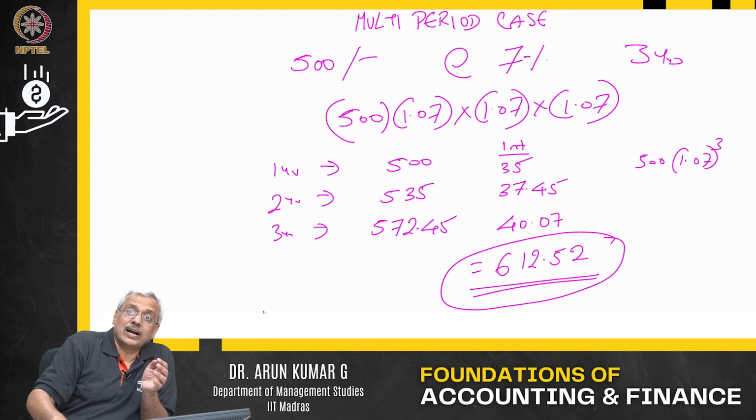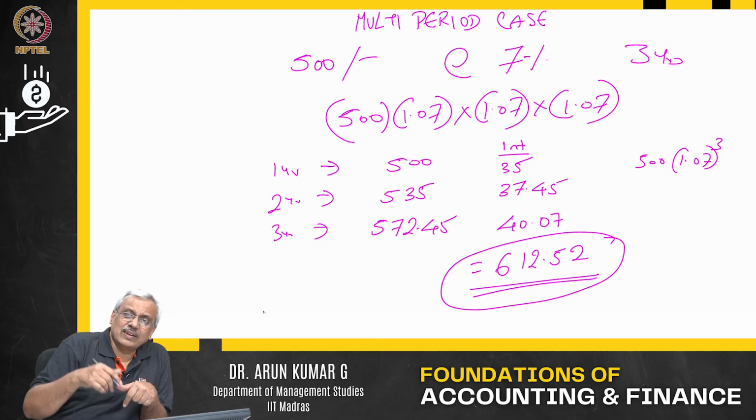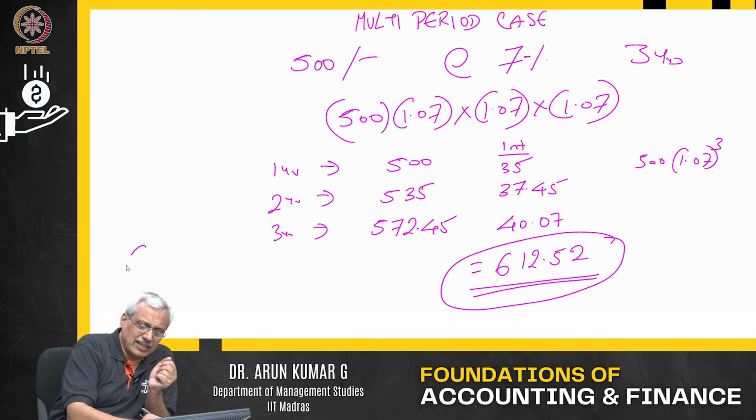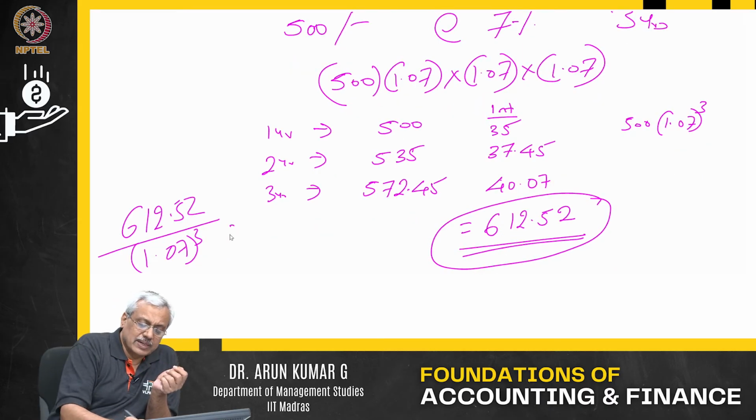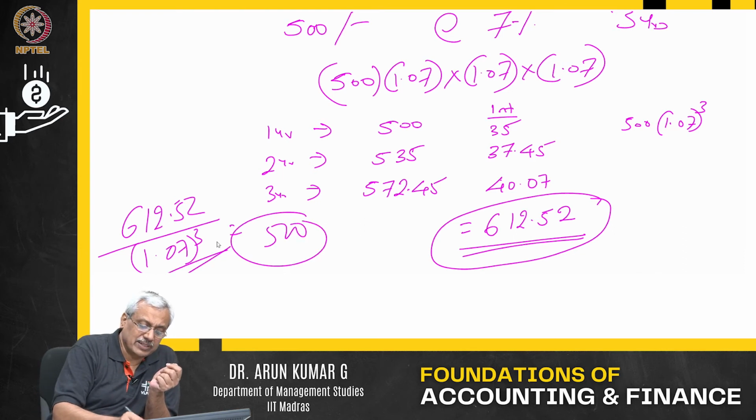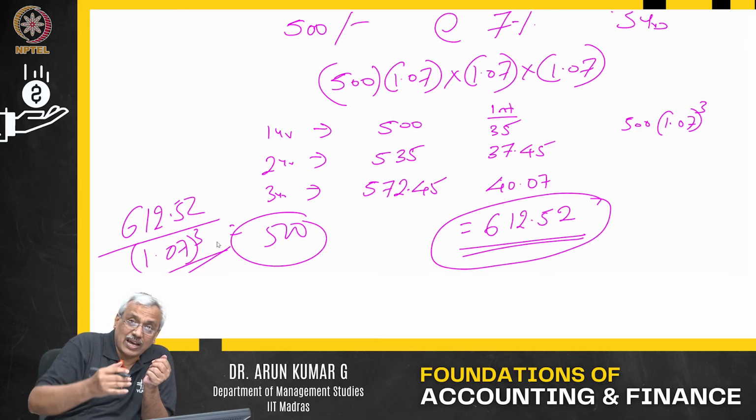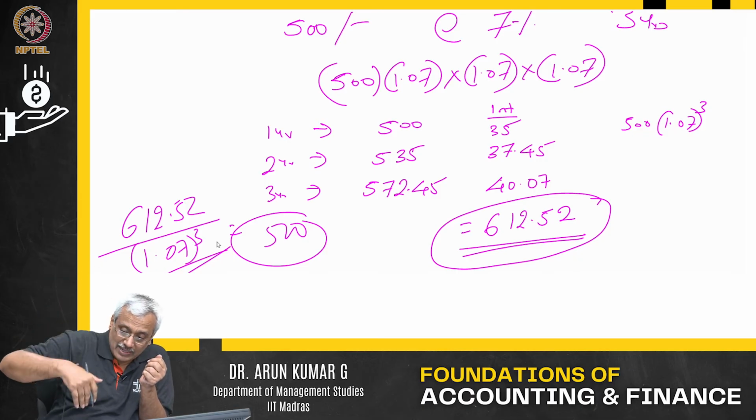Now, if you have to discount it, you can very simply discount it. Say I am going to get 612.52 after 3 years. What is the value of it as of today? If my expected return is 7%, then all I have to say is 612.52 divided by 1.07 to the power of 3. That should give you basically the same money. So, I am discounting here. Discounting means bringing the value of a future year to the value as of today.